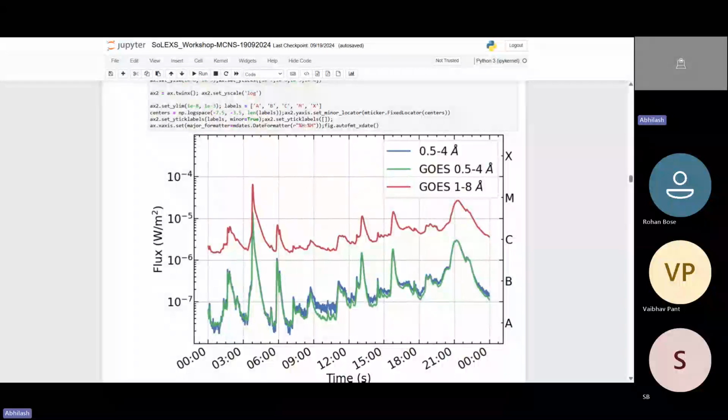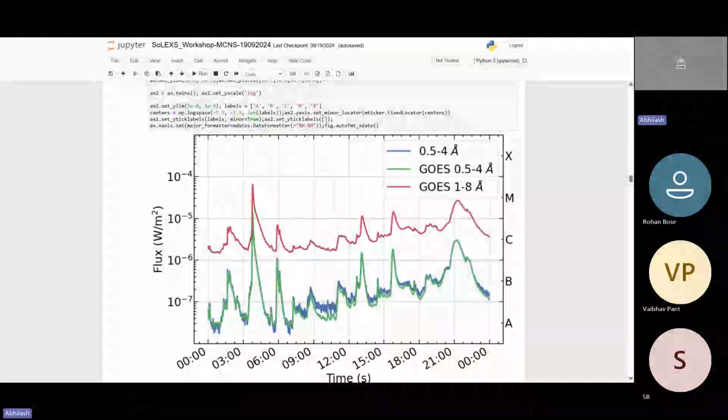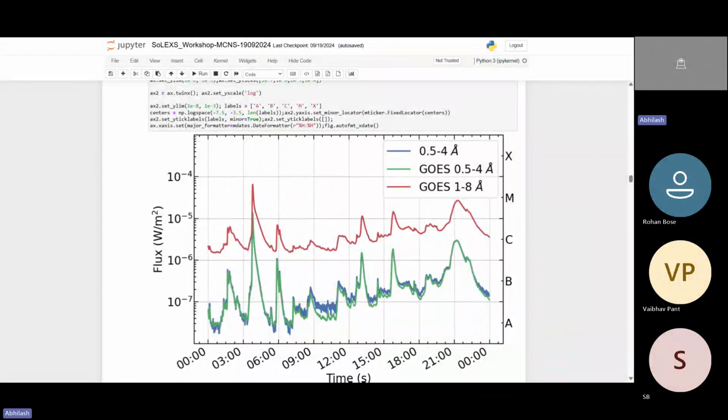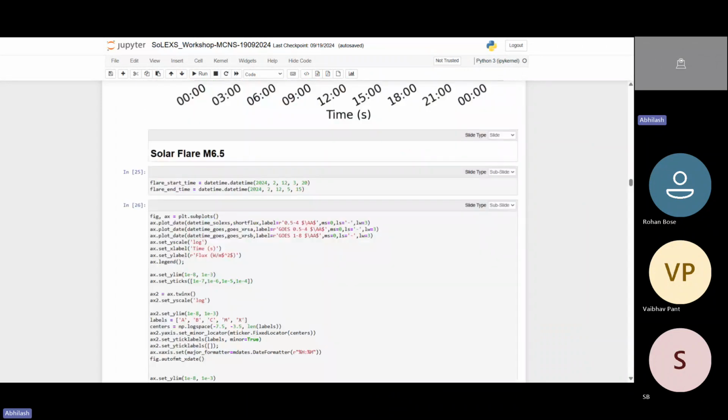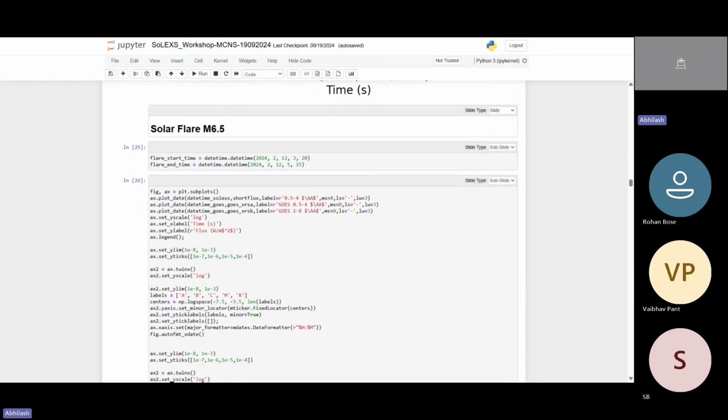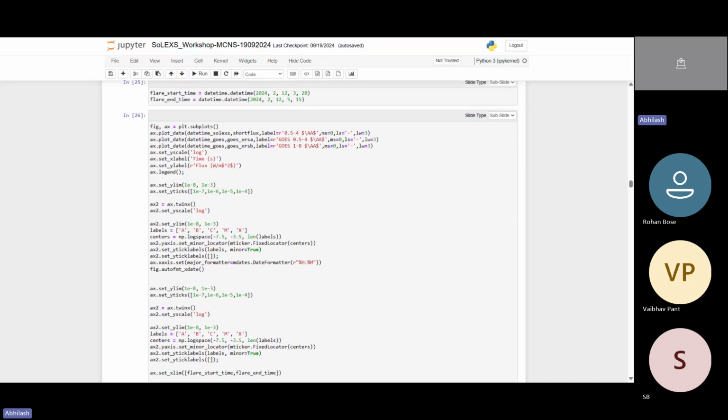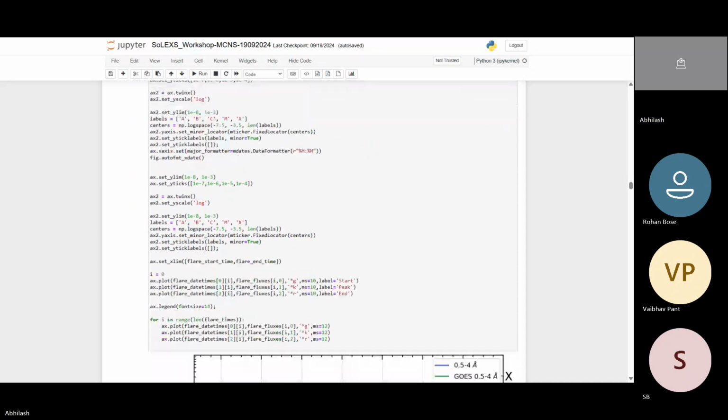So what is the class of this particular flare, which is the strongest flare of the day? M6. Yeah, which I've been using. I think you guys know this particular flare. So this is an M6 class flare. Let us go ahead and take this flare as an example and see what kind of spectral analysis we can do.